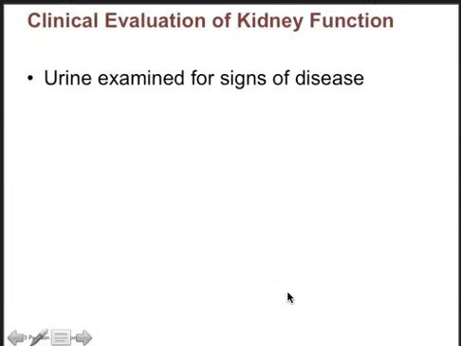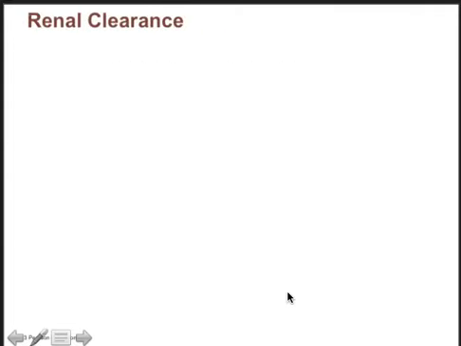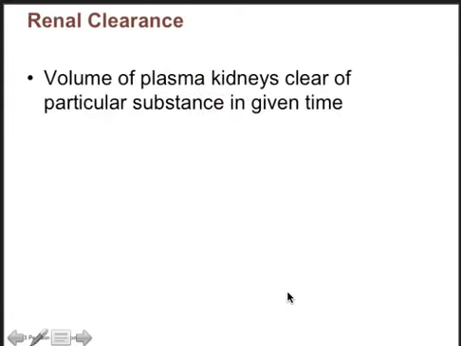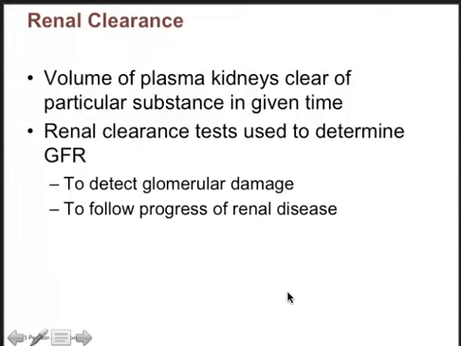How do we evaluate kidney function? Well, we look at the output. We examine the urine for signs of disease and assess renal function using both blood and urine examinations. Basically, do a chemistry profile. Renal clearance is the volume of plasma that the kidneys clear of a particular substance in a period of time. Renal clearance tests are used to determine the glomerular filtration rate. They're also used to detect glomerular damage and to follow the progress of renal disease.